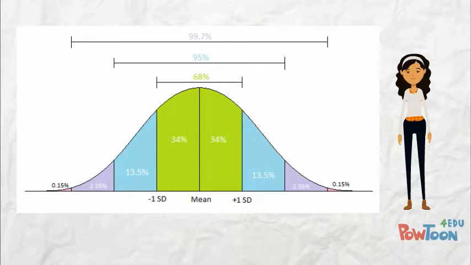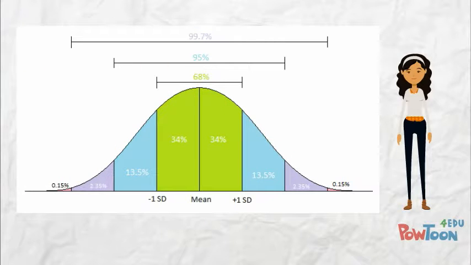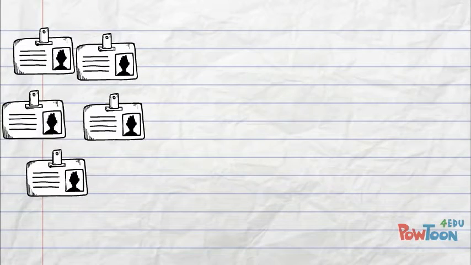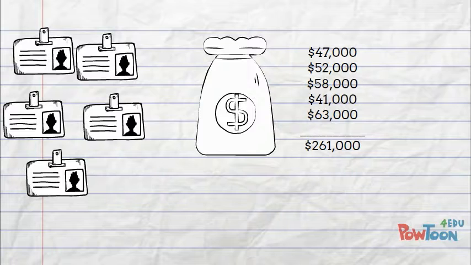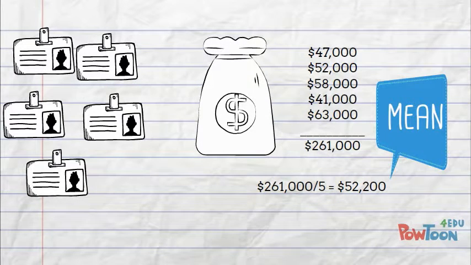Remember our income distribution earlier? It would look like this when stacked against our normal distribution. So if we know the mean and we know the standard deviation, we can figure out where your income lies in relation to your peers. So let's say you start by asking 5 of your coworkers what they make, and they happen to tell you they make between $41,000 and $63,000. That would make an average income of $42,200 for your peers. This is the mean of the sample that you asked.